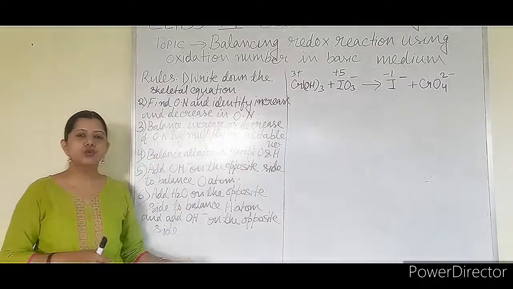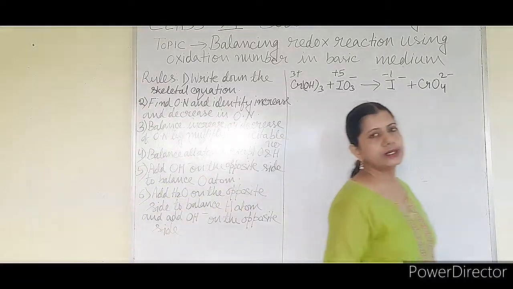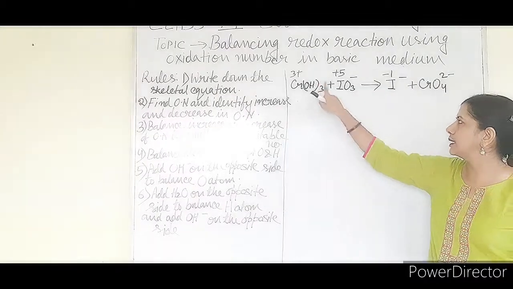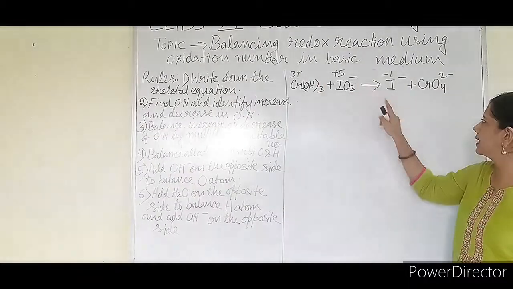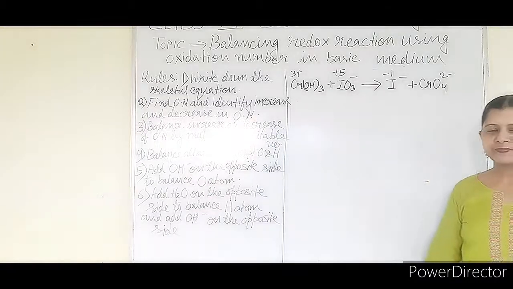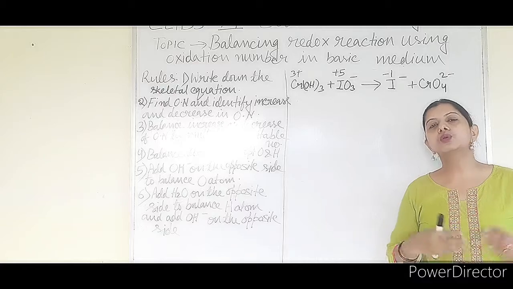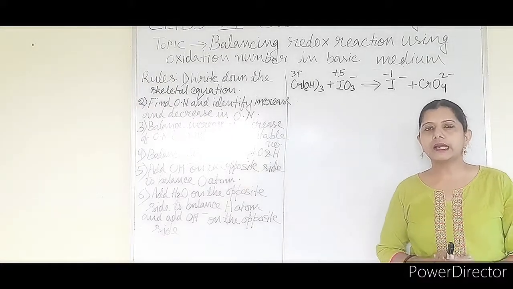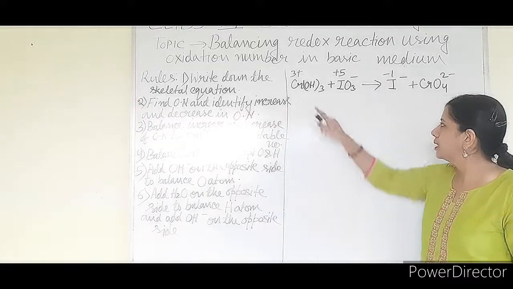So let us do one example so that you can understand. The equation is Cr(OH)3 plus IO3 negative gives you I negative plus CrO4 2 negative. As I told you earlier, you know how to find out the oxidation number. So beforehand I have written the oxidation number.